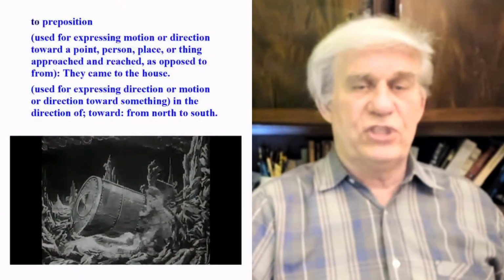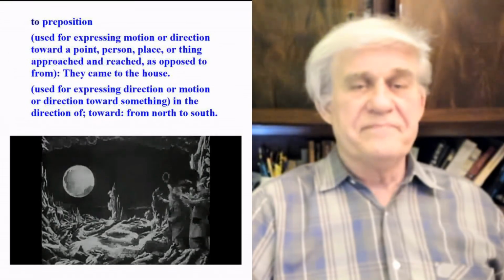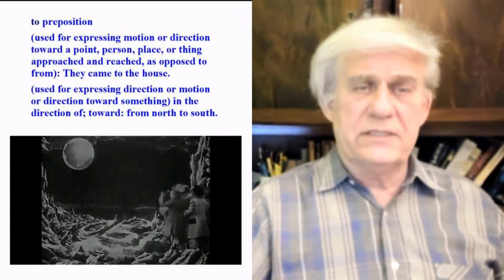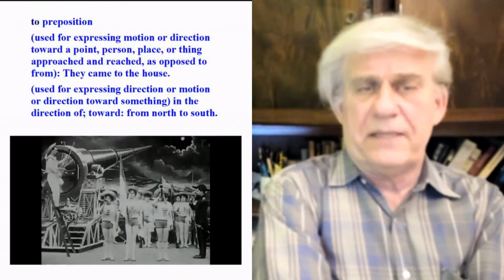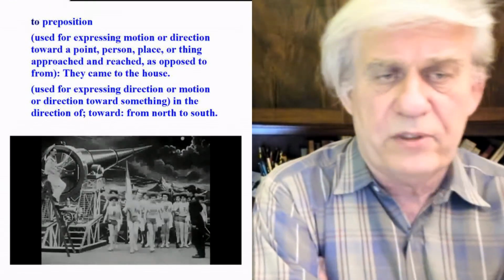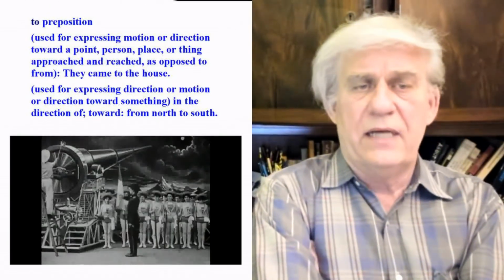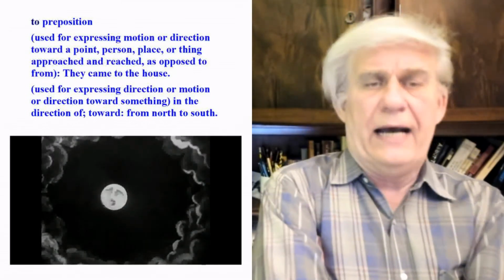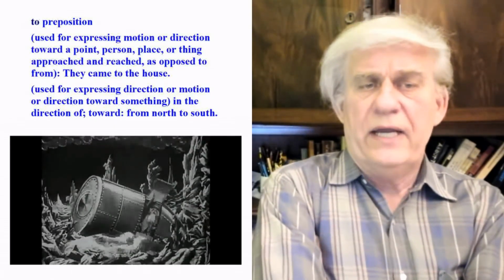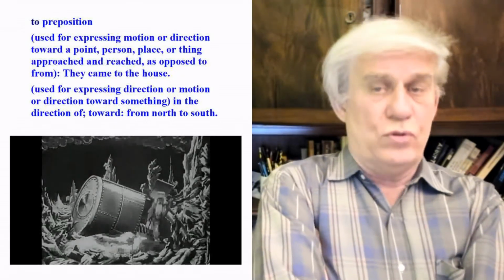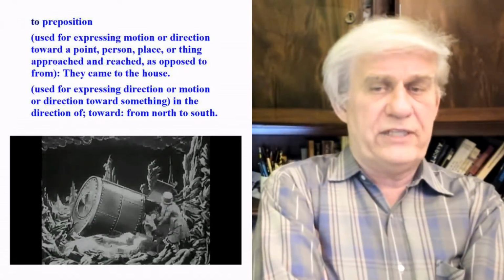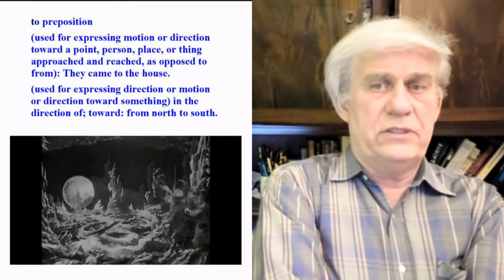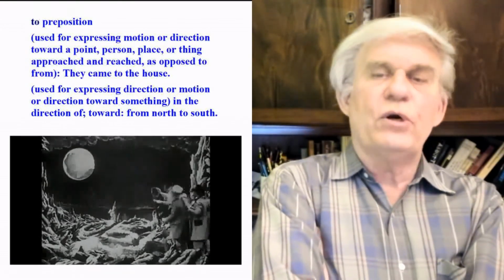We use the preposition to, okay? And so what is the preposition to? Used for expressing motion or direction towards a point, person, place, or thing approached or reached, as opposed to from. They came to the house. Okay, for example, an example. No, you go to the moon. You don't go through space, or you're not in space. You're going to the moon.